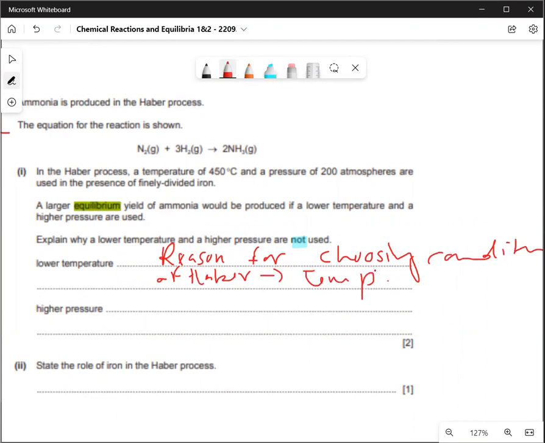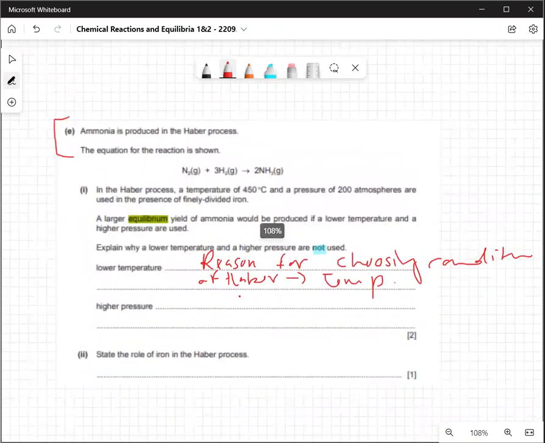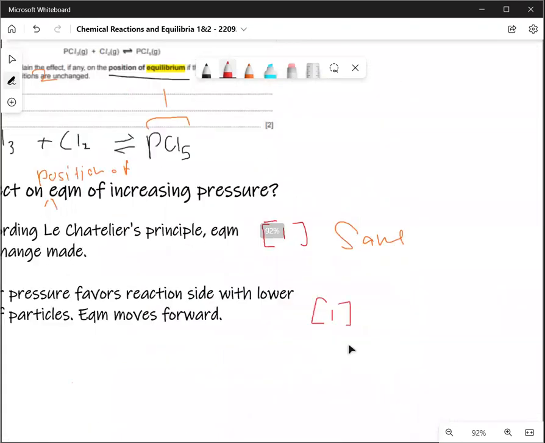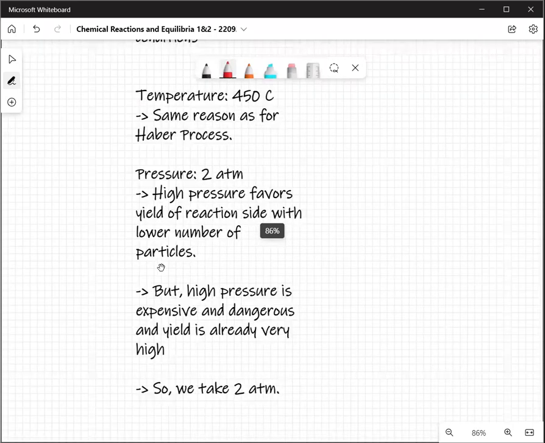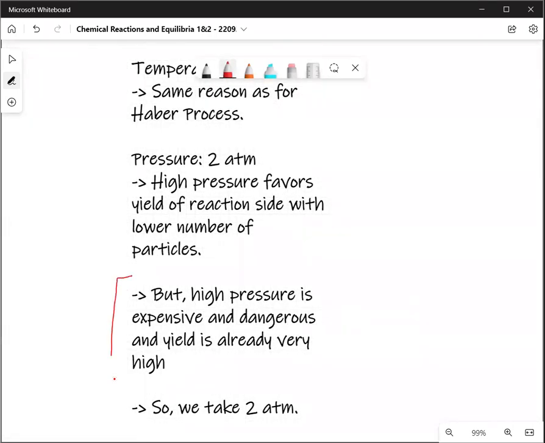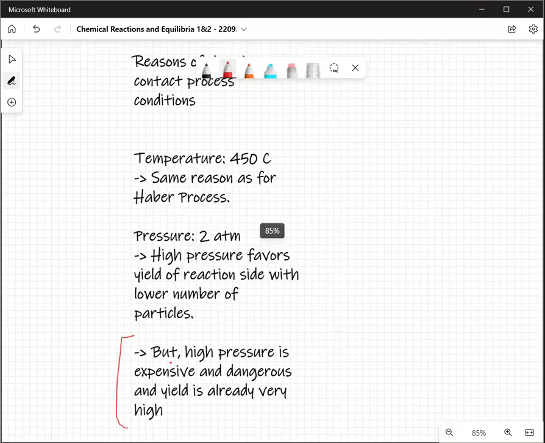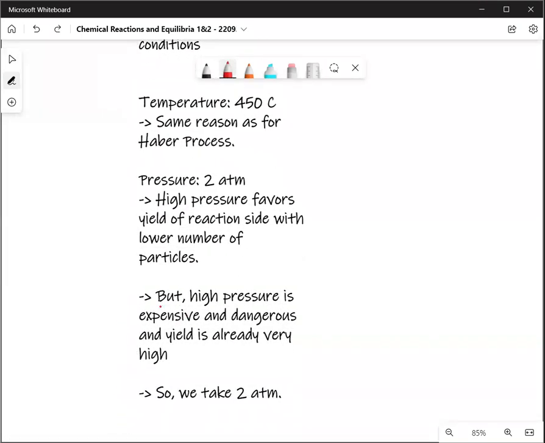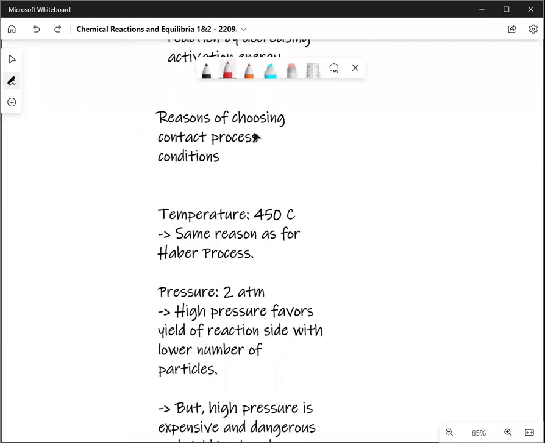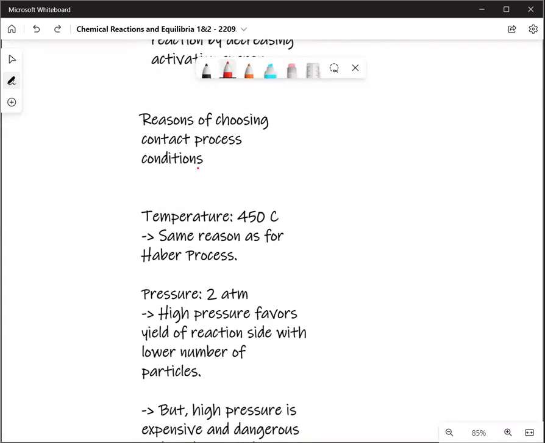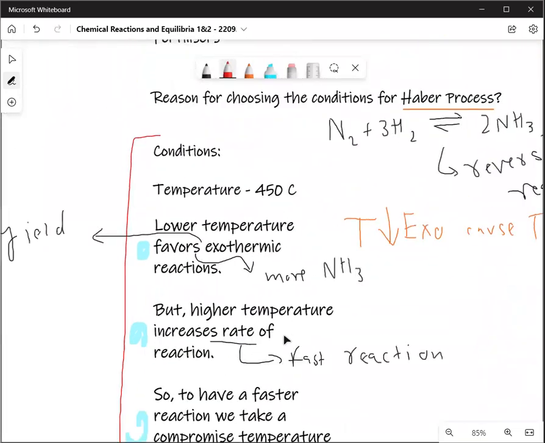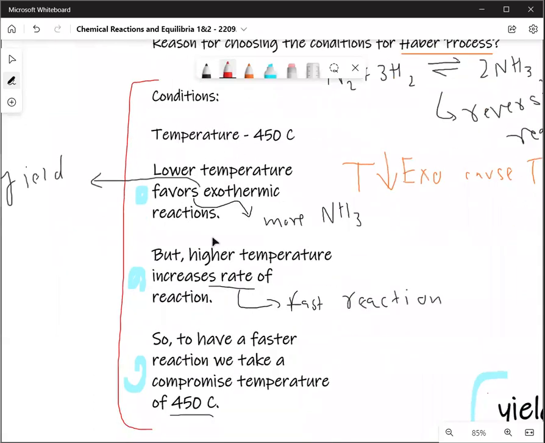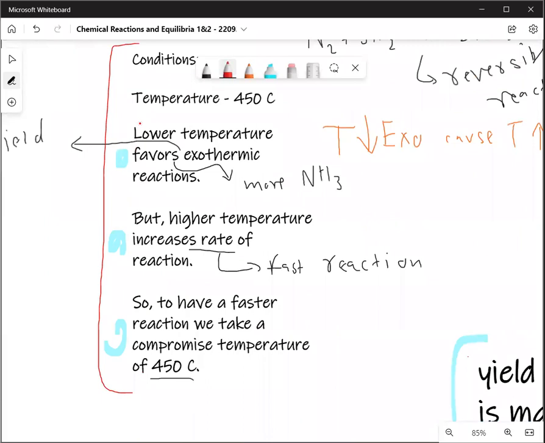Temperature. Okay, I'll show it to you. Reason for choosing condition of Haber, temperature. Where is this? Just a second. Look. Read this, please. This part, the part after the but. Yeah. Can you see it? But this for pressure is for reason for choosing contact process. I don't want that one. I want this one. Reason for choosing condition of Haber process, temperature. Now you tell me. You have to write the whole thing. Remember? Now read this part.